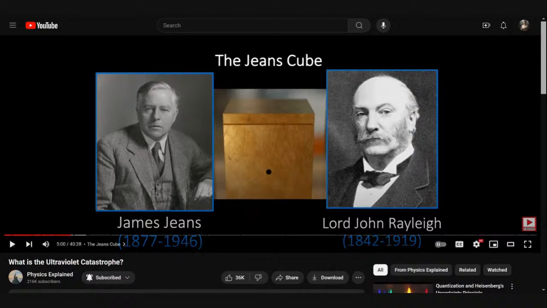I don't know what the intensity profile even means. This is really confusing. I mean, he's talking so much, just showing a box with a black dot and two guys next to it. I am so confused.